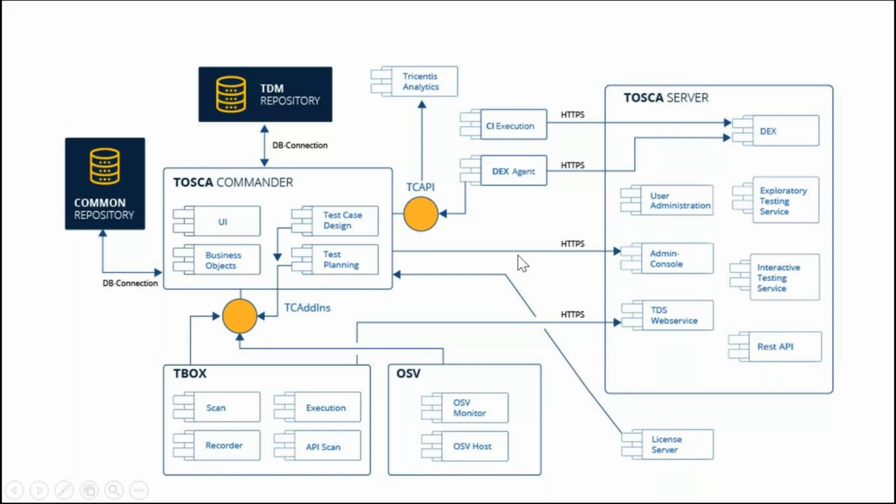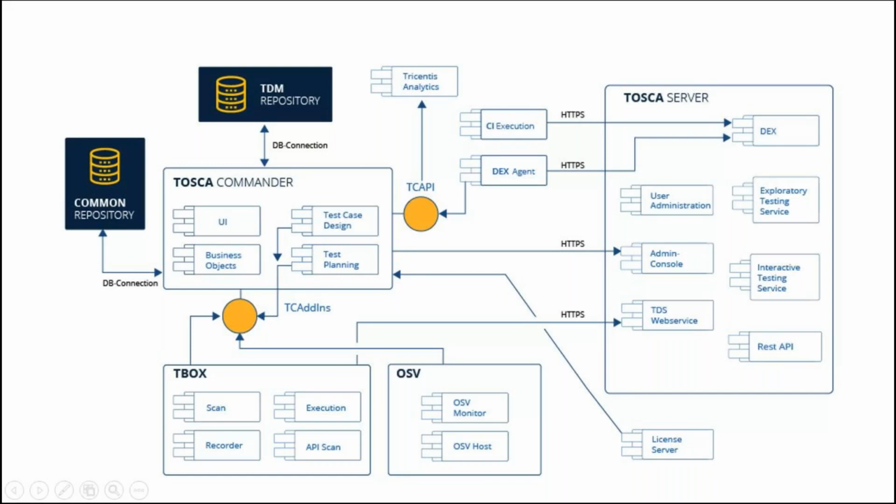As you can see, these arrows, everything is connected to each other. So basically they are interacting. Why are they interacting? Because they want to pass data from each source to the Commander. Commander is a studio where you actually see things, where you actually do things. So whatever you perform from Commander will be connected everywhere: in Tosca server, in T-box, in common repository, TDM repository, test agents, everywhere.